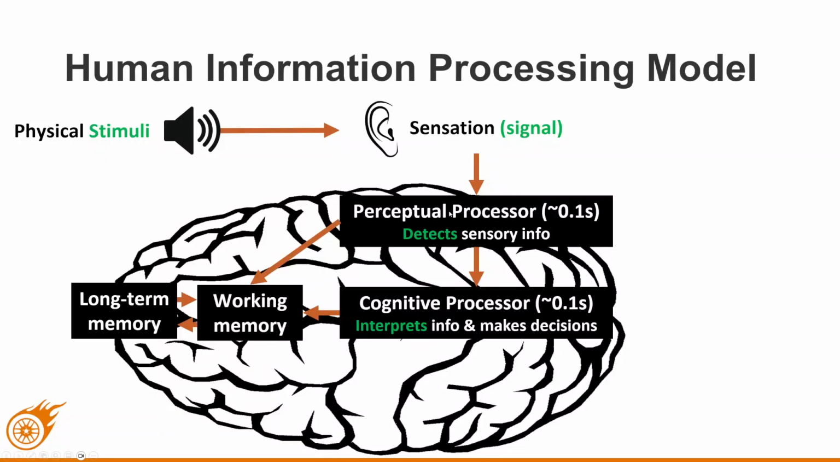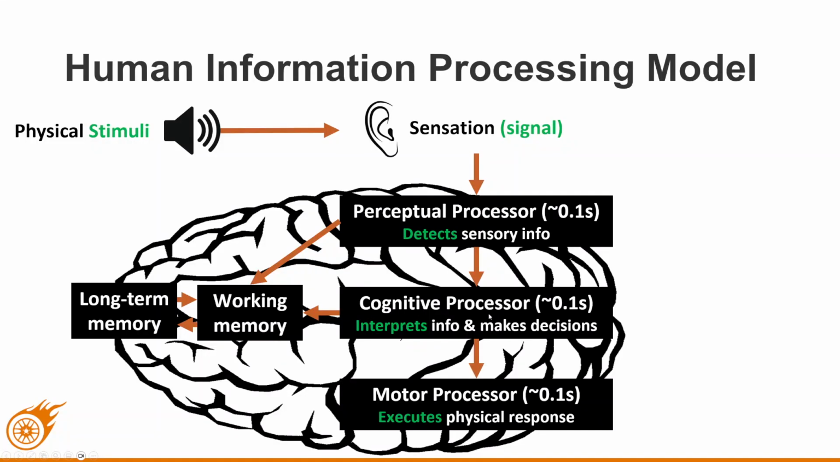So after the perceptual processor, you're detecting info, and then after interpreting and making a decision, there's some motor response. So there's an executed physical response, which overall results in a motor response. This is the process step by step on how the driver processes info, and this all happens in 3/10 of a second. Perceptual processor, 10th of a second. Each of these processors, tenths of a second. So it happens extremely quickly.